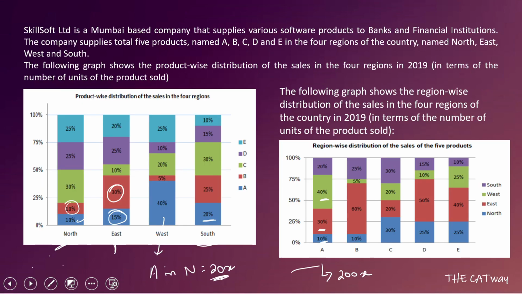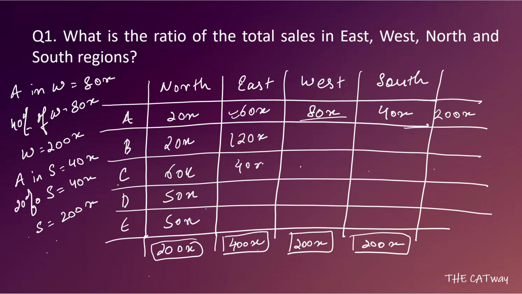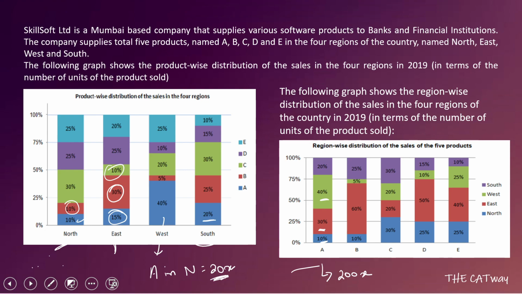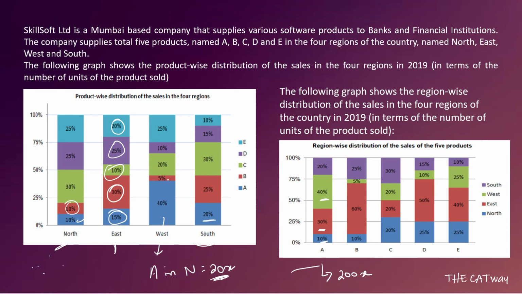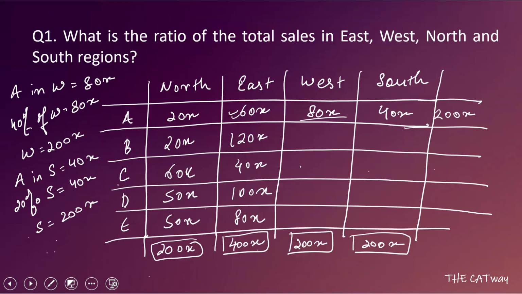How much is sold by C? 10%, that is 40x. How much is sold by the other two? 25% and 20%? So 25% of 400 would be 100x and 20% would be 80x. Okay. Coming to west region, the total sale is 200x. So out of 200x, 5%, that is 10x is sold by B.